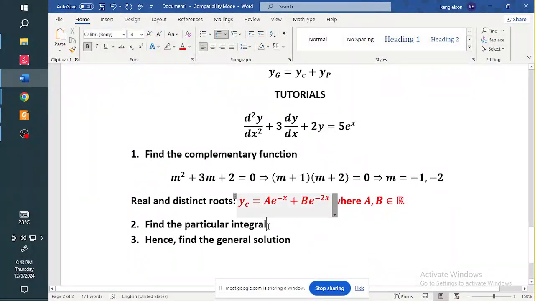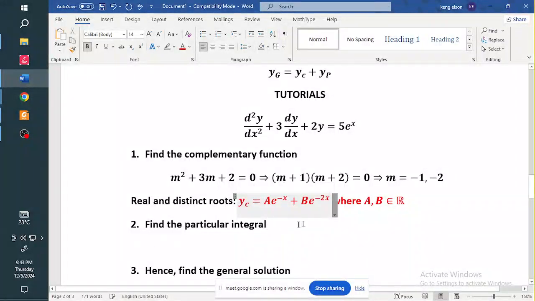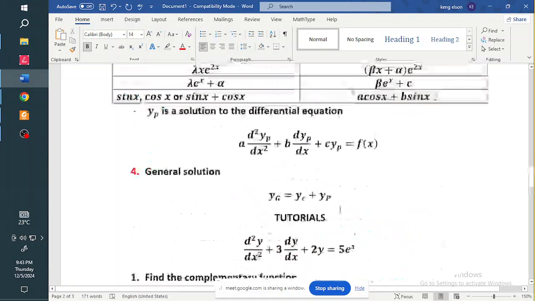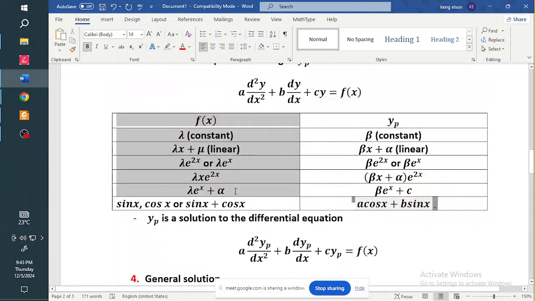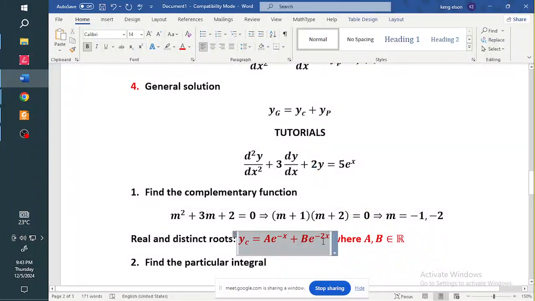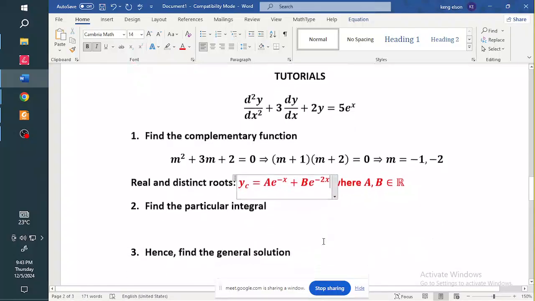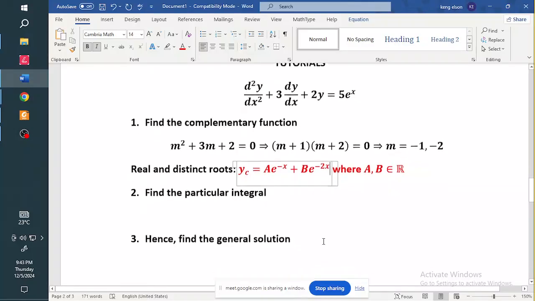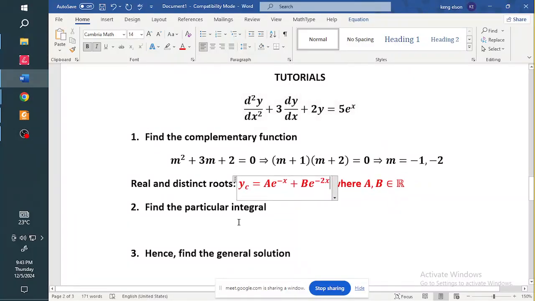Now, how do we find a particular integral? The thing is that this particular integral does not just depend on f of x, it also depends on the complementary function. In the second example, I'll try to explain that part. In this case, our particular integral, like we said, takes the form of the right hand side.